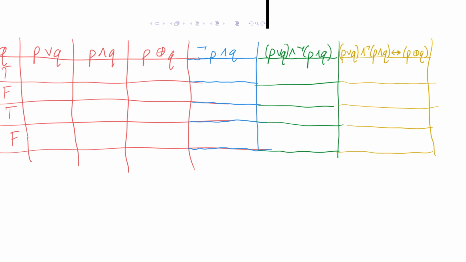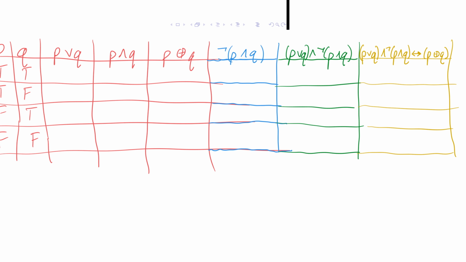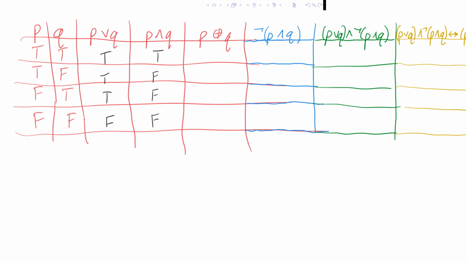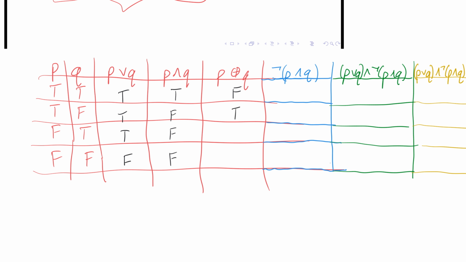And now we're ready to start filling in some truth values. Oh, I need parentheses there. So to begin with, the disjunction has true everywhere except where both propositions are false. Conjunction is false everywhere except where both propositions are true. And the exclusive or is true when there is a mismatch between the truth values. In the next column, I negate the conjunction column. So we get false, true, true, true.